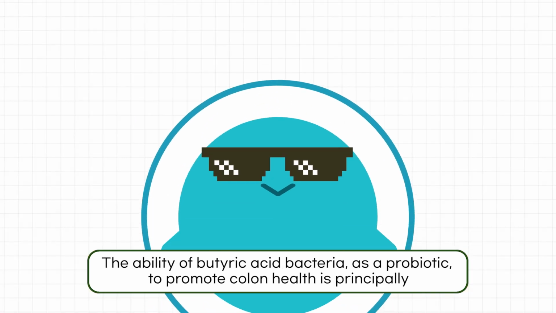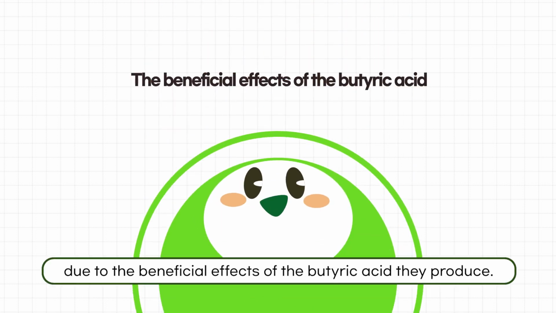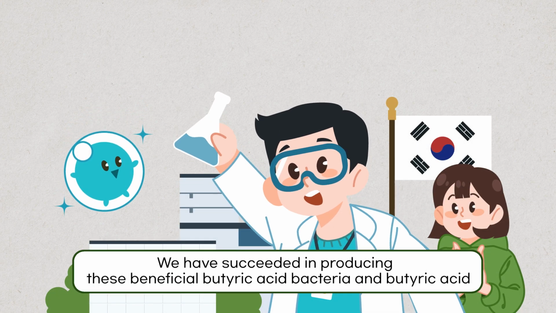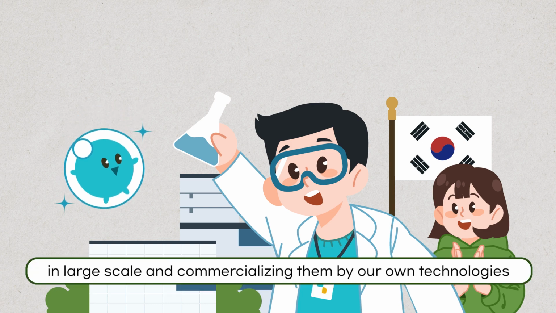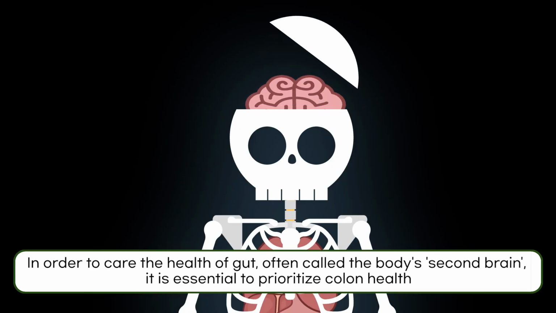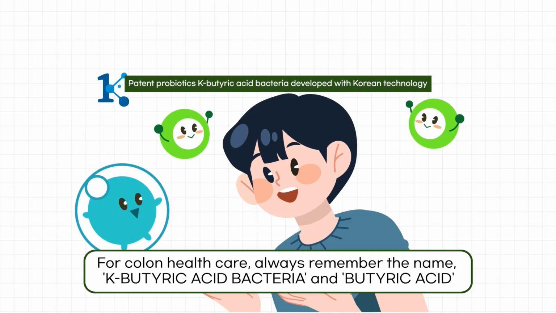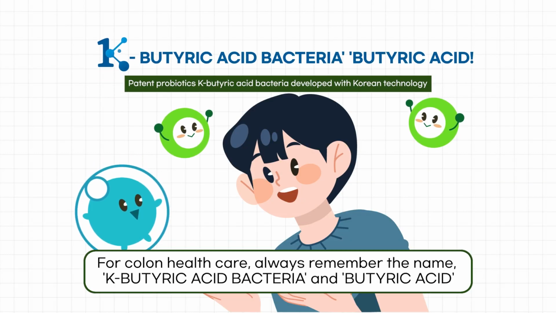The ability of butyric acid bacteria, as a probiotic, to promote colon health, is principally due to the beneficial effects of the butyric acid they produce. We have succeeded in producing these beneficial butyric acid bacteria and butyric acid on a large scale and commercializing them by our own technologies. In order to care for the health of the gut, often called the body's second brain, it is essential to prioritize colon health. For colon health care, always remember the name, K-butyric acid bacteria, and butyric acid.